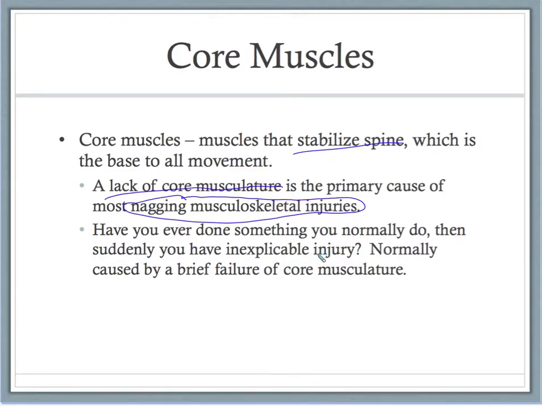Have you ever done something that you usually always do, and then somehow you get injured doing it? For example, you always take out the trash, and one time you take it out and all of a sudden you get hurt. Normally, that is caused by a brief failure in your core musculature to contract and stabilize your spine and keep you safe.